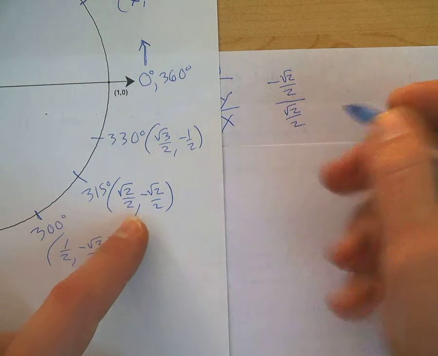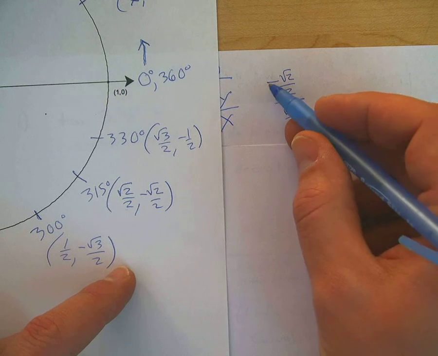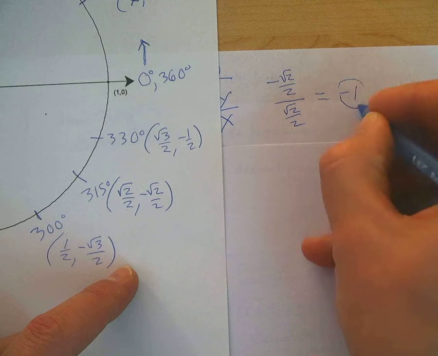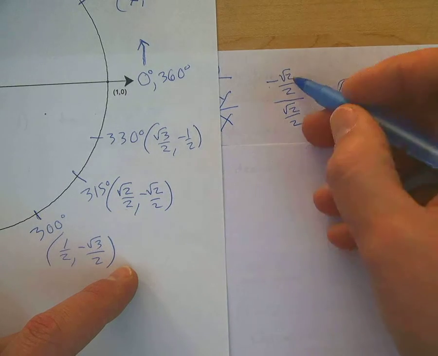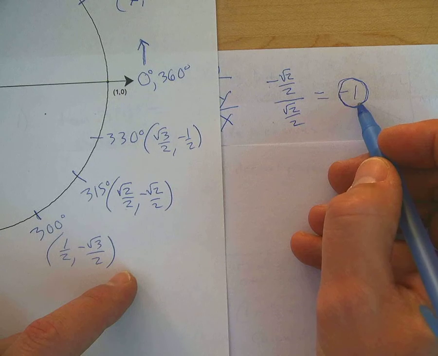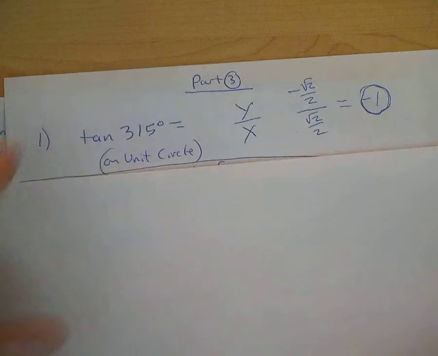over 2. So basically, when you have the same thing on top and bottom, that reduces to 1. We have one negative in front, so it reduces to a negative 1. That would be your answer. Now, if they were both negative, it would reduce to a positive 1. If one is negative, it reduces to a negative 1. All right, next question.